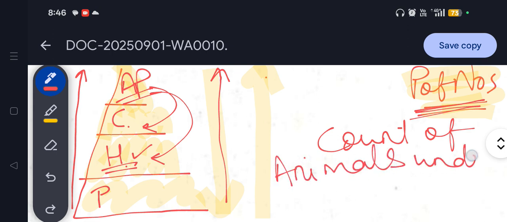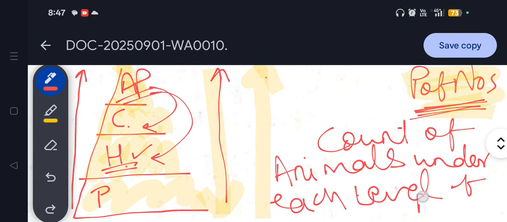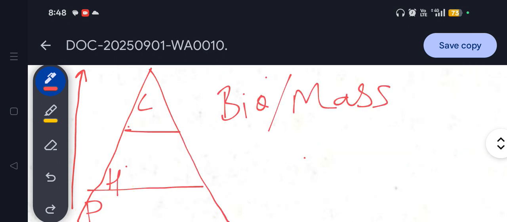under each level of the pyramid. Okay, if this concept is clear, then automatically we will be able to understand the pyramid of biomass and pyramid of energy. To understand the pyramid of biomass, let's break the word: bio and mass.